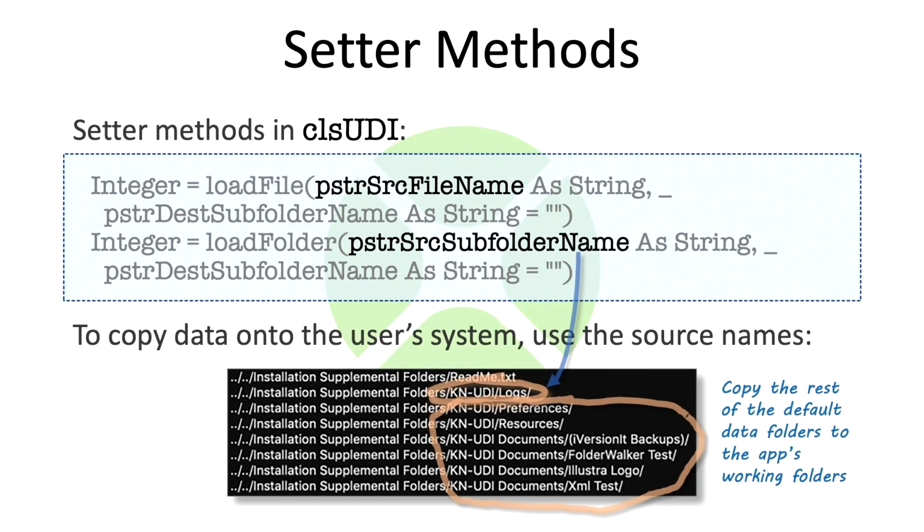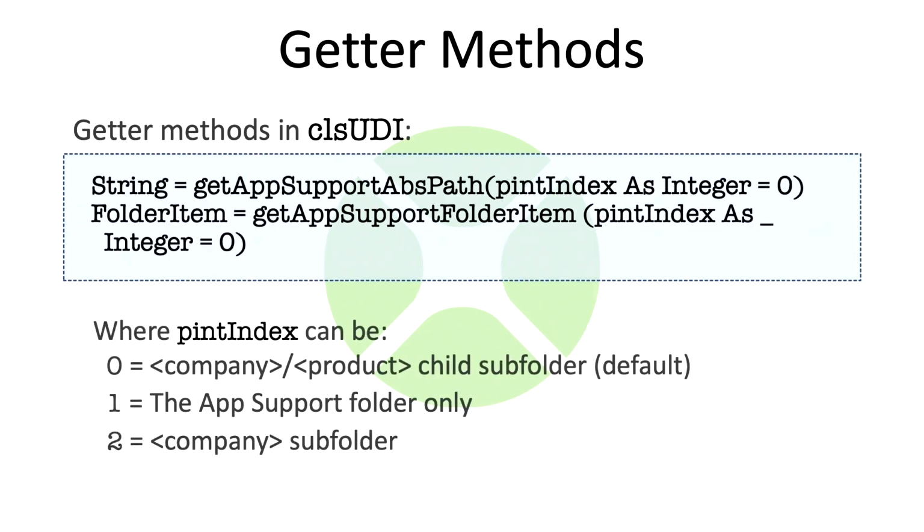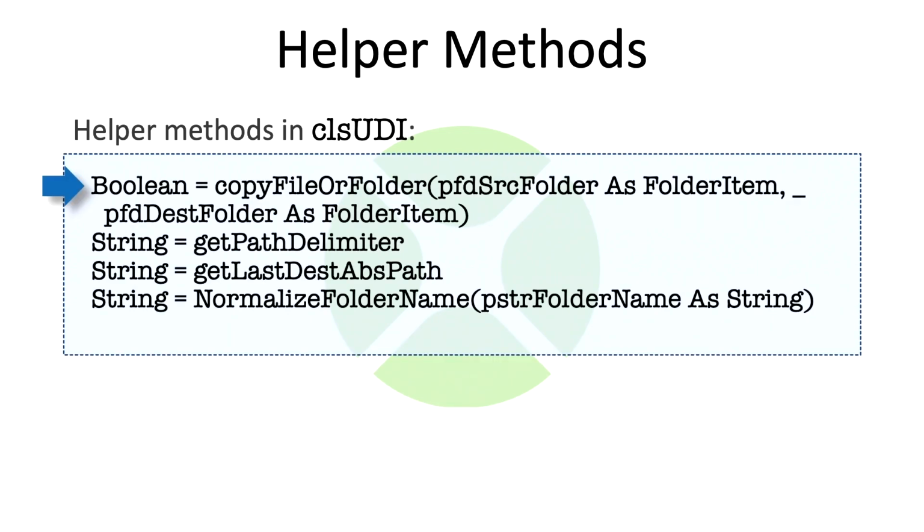And then to actually copy all that data over, you do a load file or a load folder. You can also determine what the absolute path name is for those two, for the files on the user system. And then I do have some helper methods that are used internally by the other classes, which you can use too, but they are also helpful, especially when you're debugging your code.